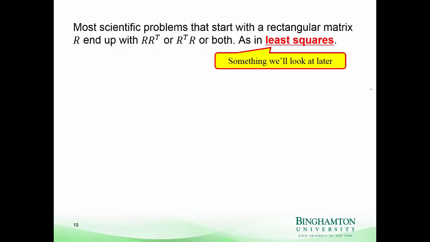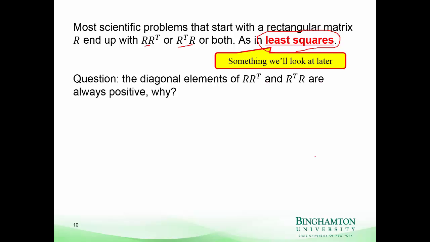So in a lot of science and engineering problems that start off with some sort of rectangular matrix being part of the problem, you almost always end up with one or the other of these, or sometimes both. Later in the course, we'll talk about a problem called least squares, which you've probably heard a reference to at some point, and we'll see this show up in that.